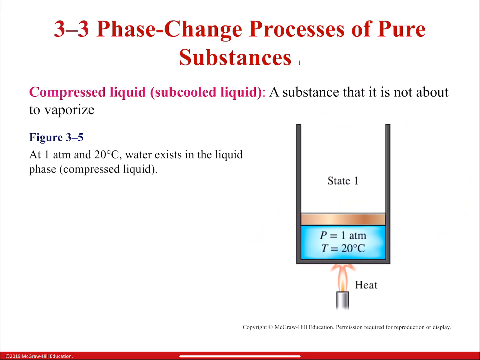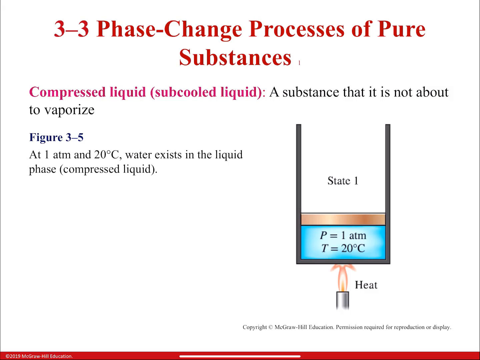What is very important is that we have to define the phase change processes of a pure substance. Everybody's very familiar with liquid, solid, and gases. But in reality, we have other states that are involved with it, and we're going to start defining each one of them. The first one is called compressed liquid or subcooled liquid. It's a substance that is not about to vaporize.